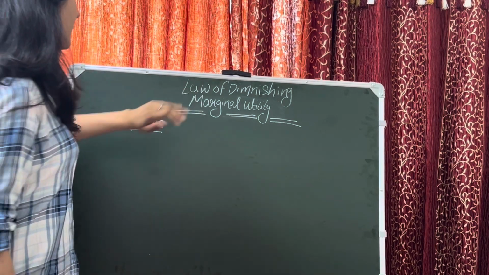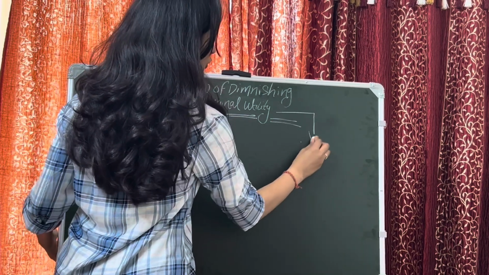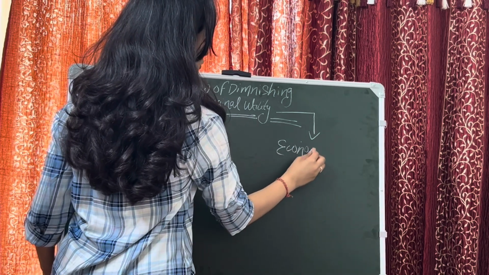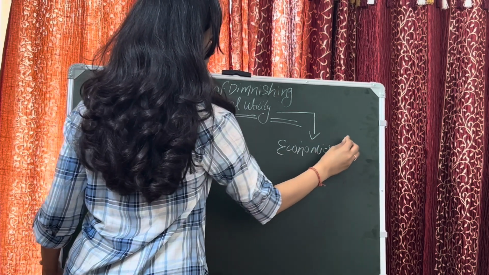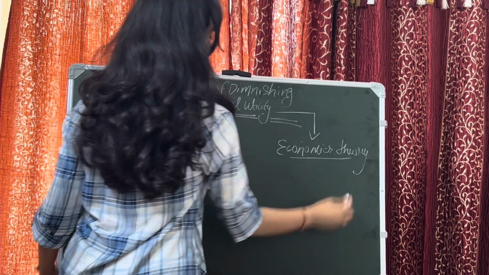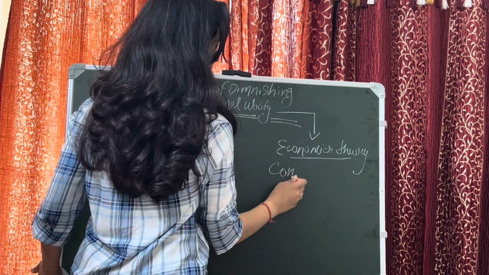Before starting with the law of diminishing marginal utility, which is one of the major economics theories, note that it is based on consumer behavior. On which topic is it based? Consumer.